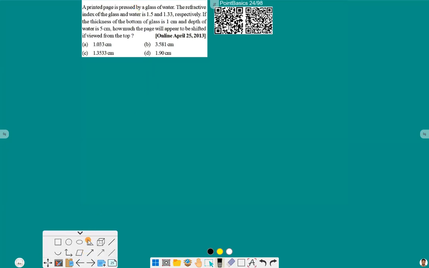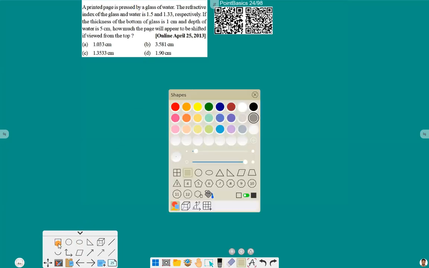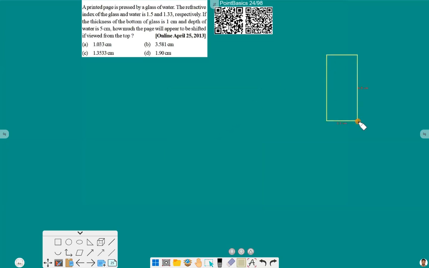So suppose this is our glass, and there is some liquid inside it, and its base is thicker, made of glass, and it is going to have some thickness, that is 1 centimeter. This thickness is 1 centimeter, and here the thickness of water, or depth of the water, is 5 centimeter.